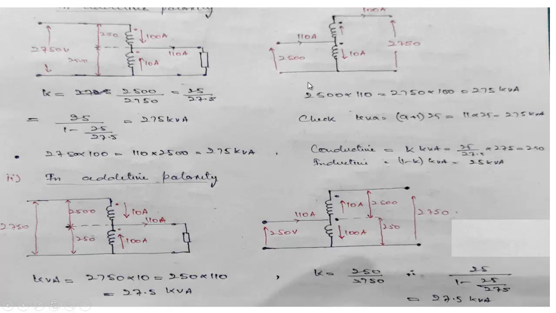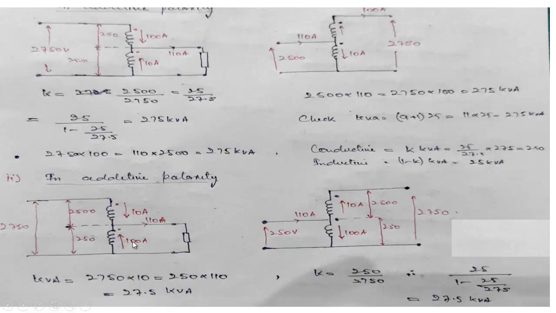You can see here, this is the input side, 2500 into 110. This was actually, in the earlier case, the output side. So it will be 275 kVA. So you can see the enhancement of the kVA. Again, the second case is the same thing. We have used the input as the total winding, but instead of using the output at 2750, we'll take the output as 250 volt. That is the low voltage winding.